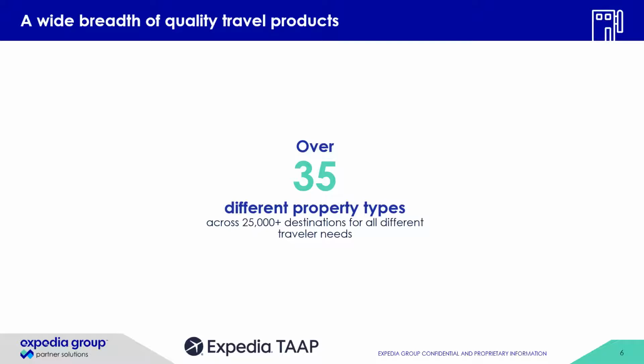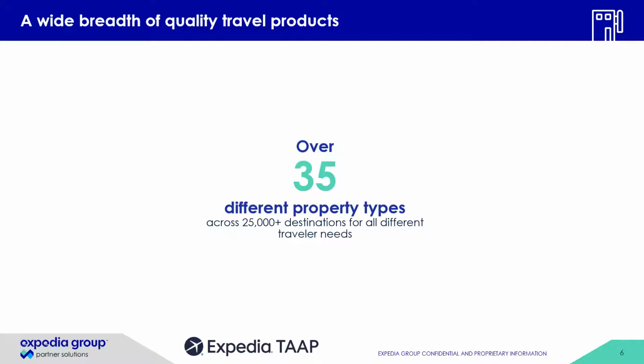And so with Expedia TAAP, you gain access to every type of property to suit a wide range of traveler needs. This includes all types of hotels, such as chain hotels to top luxury hotels, boutique hotels, and it also includes over 35 different property types, including lots of vacation rentals as well. So allowing you to offer something for any traveler, whether they're looking for alternative accommodation or your standard hotel experience.